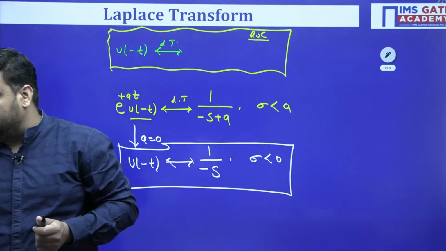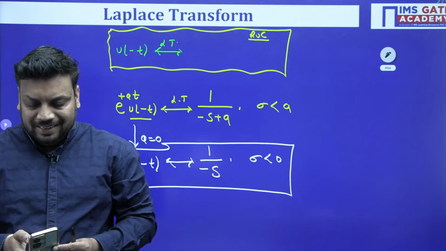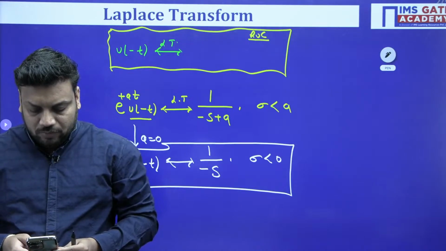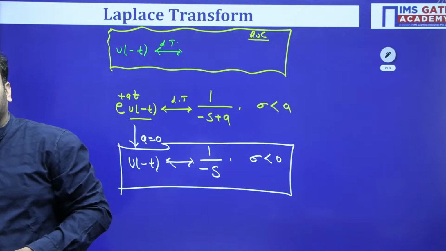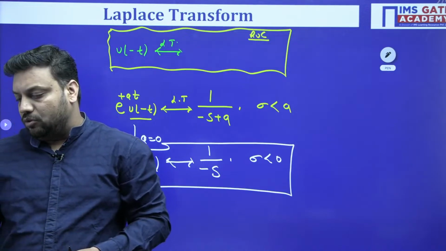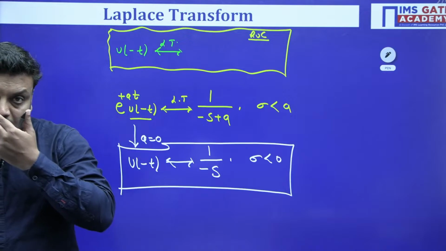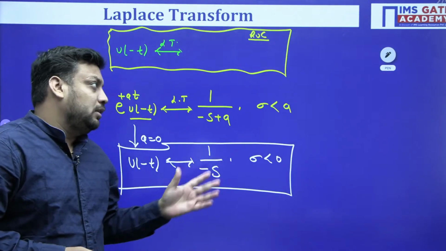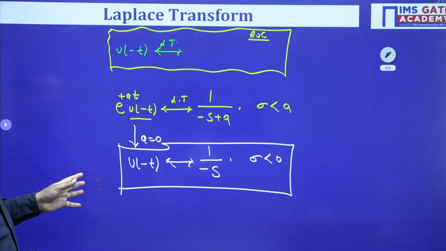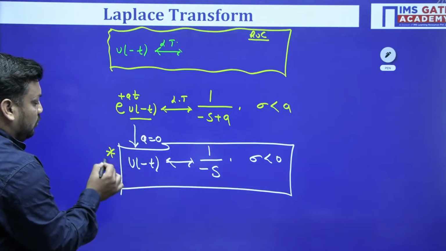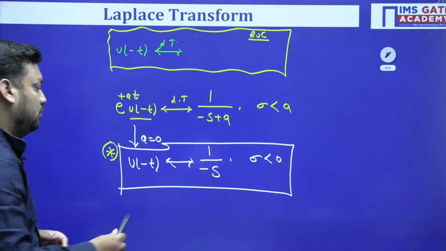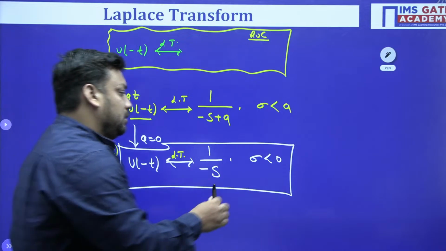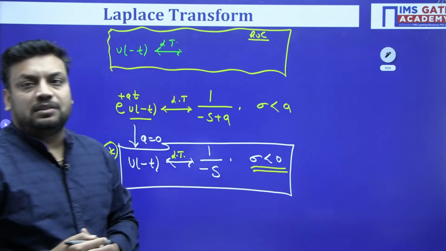Reply parallelly, is there any lag? I hope you have already completed the last lecture. The last lecture is already available on our YouTube channel. So u of minus t has Laplace transform 1 upon minus s and sigma less than 0.